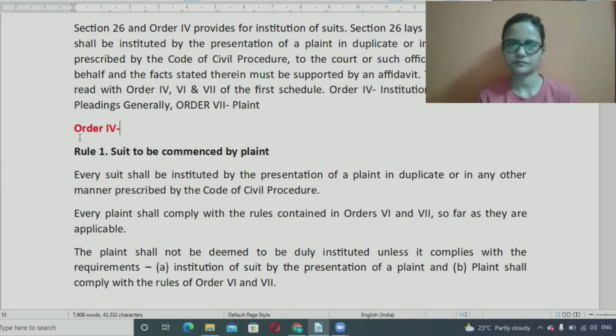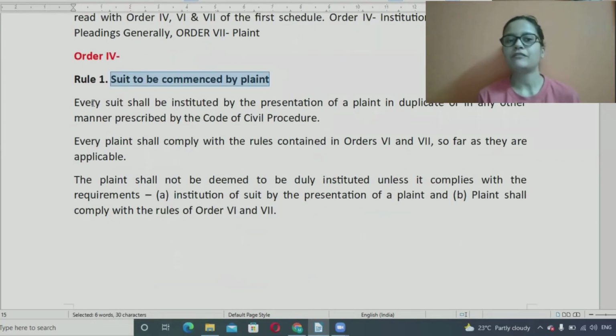Okay. Order 4 has only 2 rules, and both these rules are important. For orders 6 and 7, there are a few rules which are important. Otherwise, you don't need to read everything. For order 4, rule 1 talks about suit to be commenced by plaint. So every suit that you want to institute, how will it start? It will start with the presentation of a plaint.